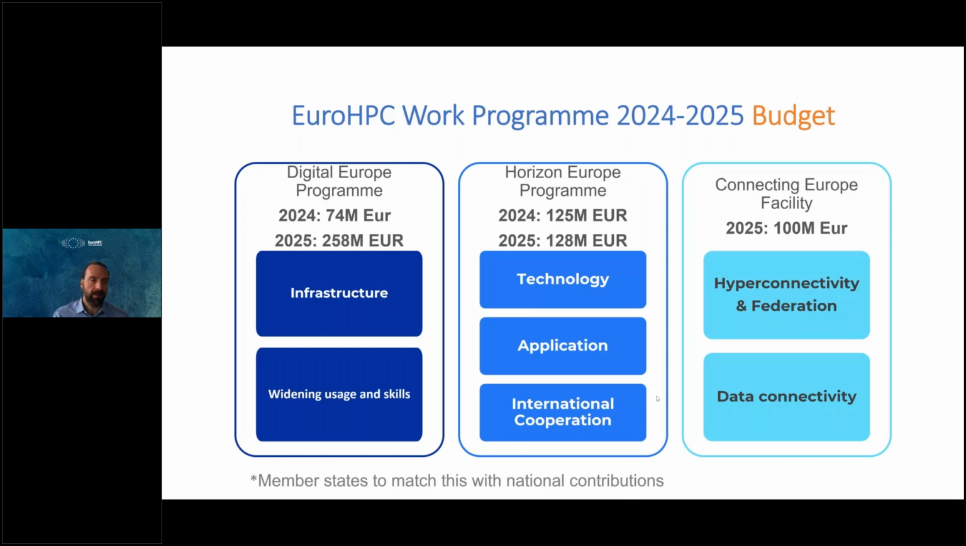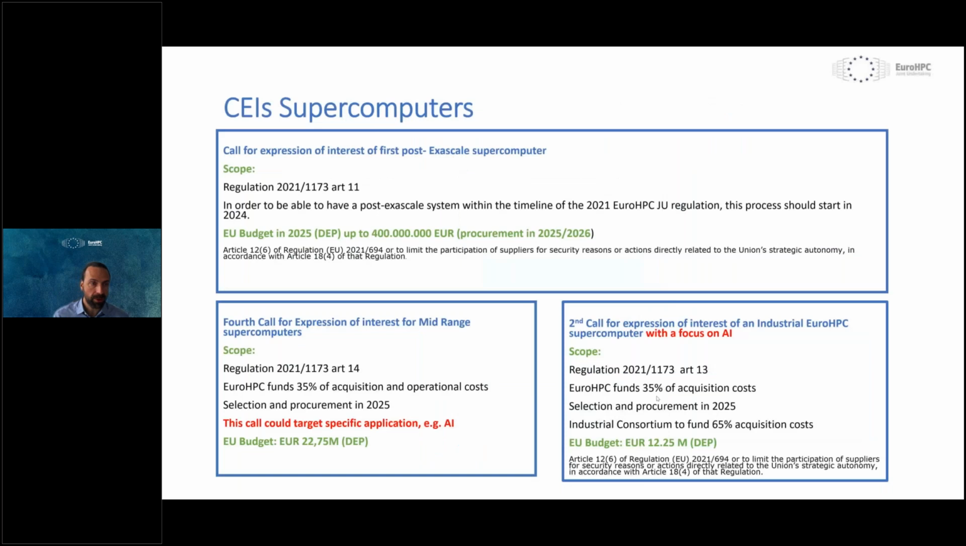So what's next regarding our supercomputing infrastructure? Calls for expression of interest. We plan to launch a call to procure the first post-exascale system. This will start as usual with a call for expression of interest to host such a system, and then we'll follow in the second step with all the activities related to the procurement of the systems. So we plan with about 400 million euro in 2025-26 for the procurement of such a system.